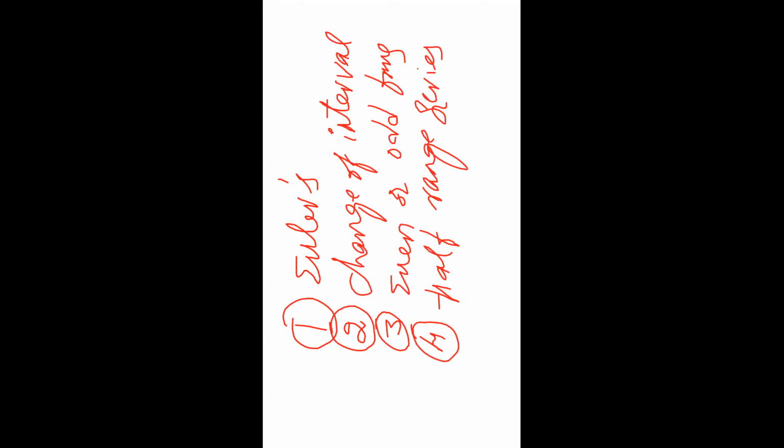Okay, how to identify these 4 methods? In the first method, the limits are 0 to 2 pi. For change of interval, first we have to go to even or odd function. In even or odd function, the limits are minus pi to pi, minus 1 to 1, minus 2 to 2, minus L to L. So if the same value appears from negative to positive, then it is clearly identified as an even or odd function. In minus pi to pi, check whether the given function is even or not.